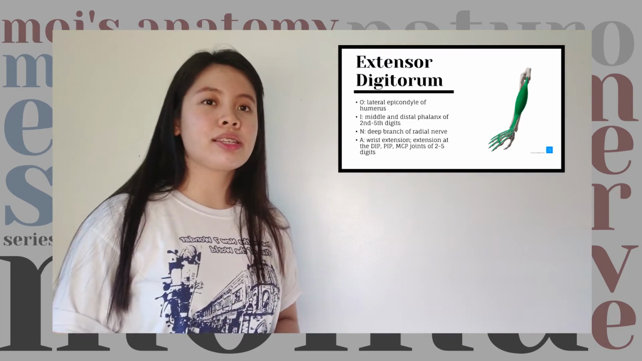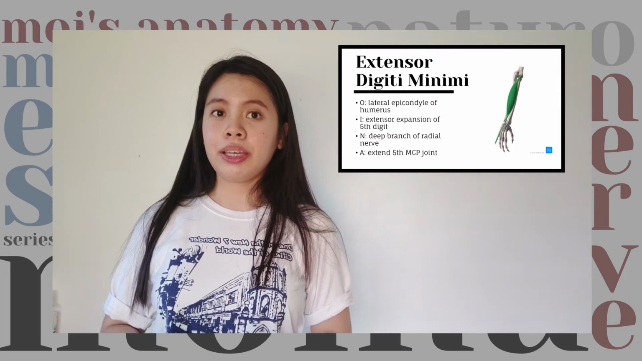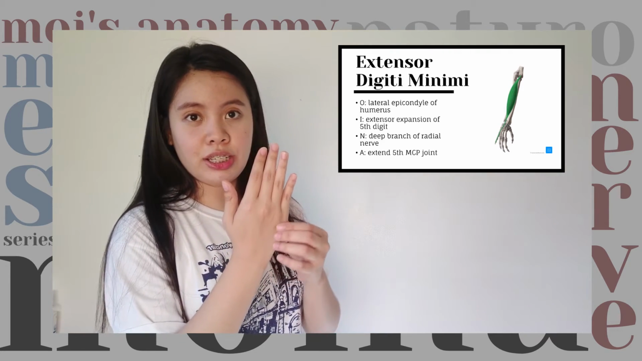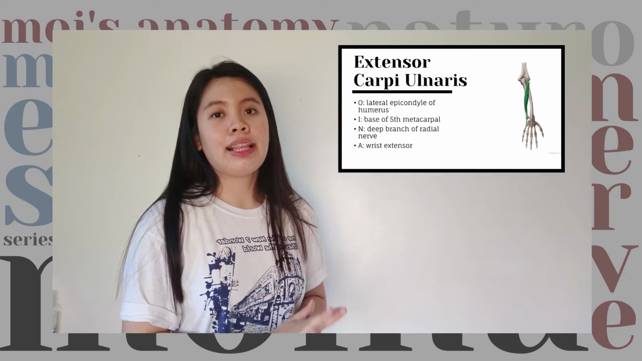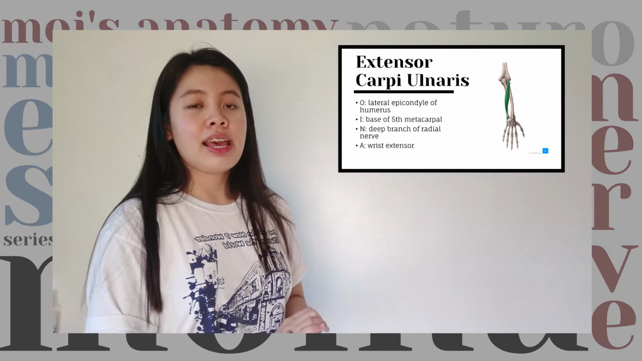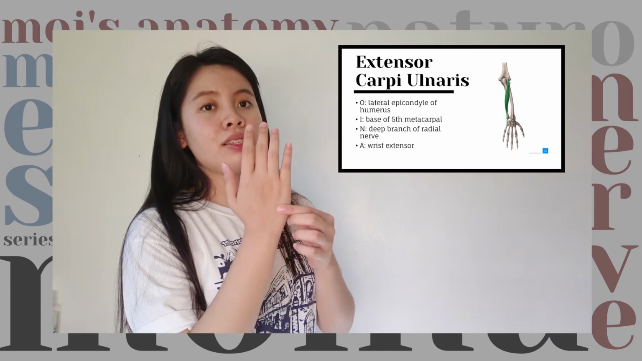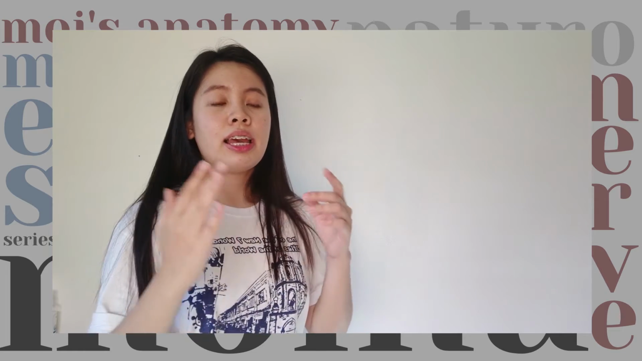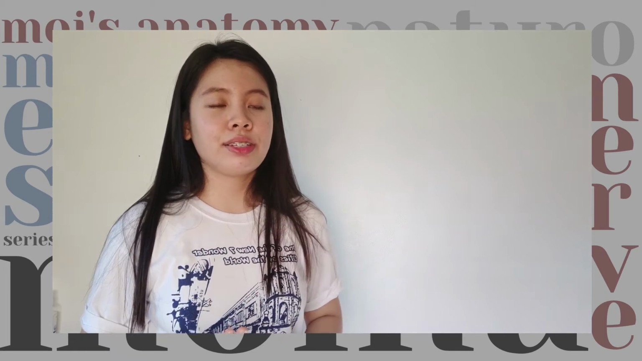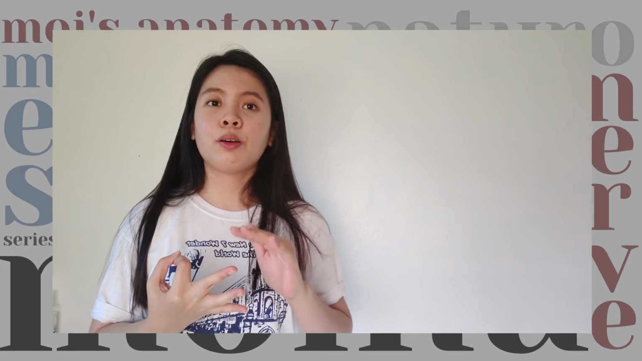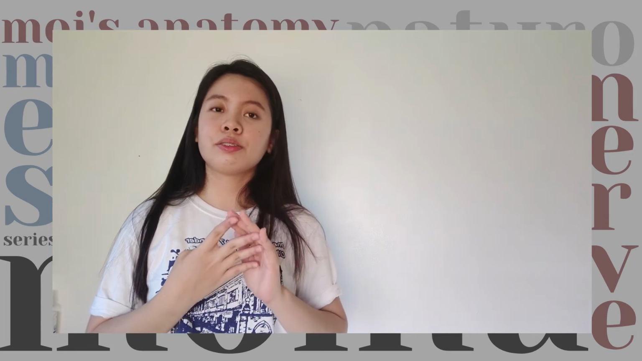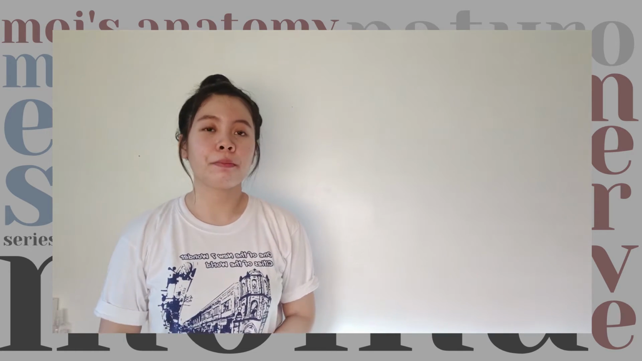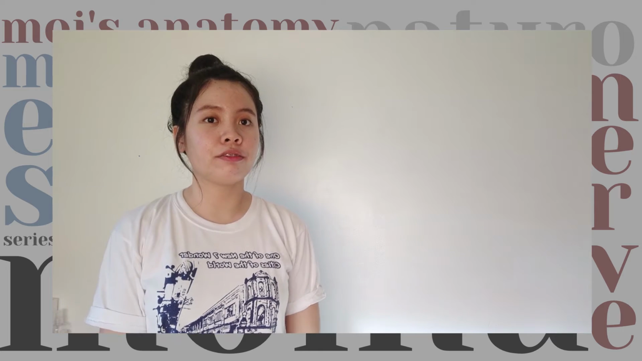So next is our extensor digiti minimi. This muscle inserts to the extensor expansion of our fifth digit. And lastly, our extensor carpi ulnaris. It inserts to the base of our fifth metacarpal bone. So all of the muscles, the ECRB, the extensor digitorum, the extensor digiti minimi, and the extensor carpi ulnaris extend our wrist.